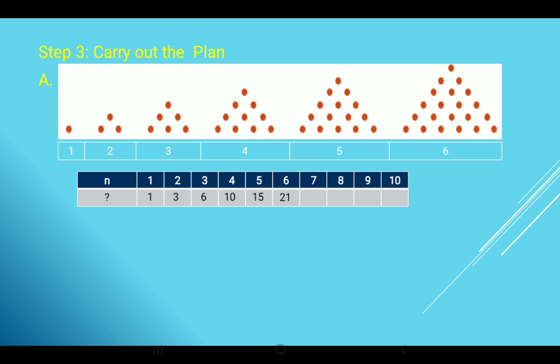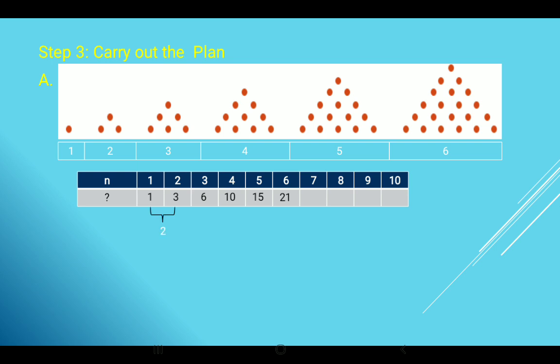So, para makita natin yung number of dots from 7th term to 10th term, hanapin natin yung pattern or magtitingin tayo ng way para makita natin yung number of dots sa mga susunod na term. So, may naisip na ba kayong paraan, way, or may nakita na kayong pattern para makita yung number of dots in the 7th term? Okay. So, ang kinuha ko, hinanap ko yung difference. So, yung differences ng mga number of dots.